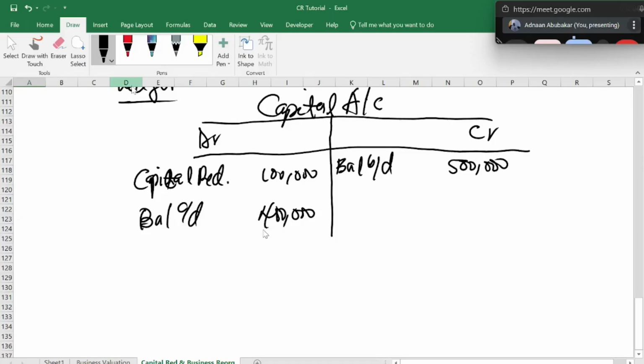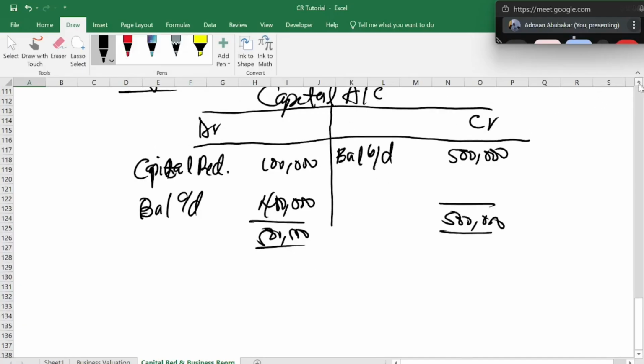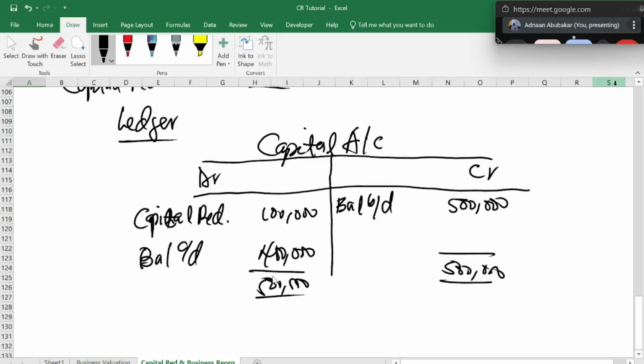You understand? At least you understand. Then your account is closed like that. So that gives you 500,000 on both sides. Then you are done with this one. So this is how you do the ledgers. When I'm doing the capital reductions, you do the ledgers like what you've seen here. You open the ledgers like this.